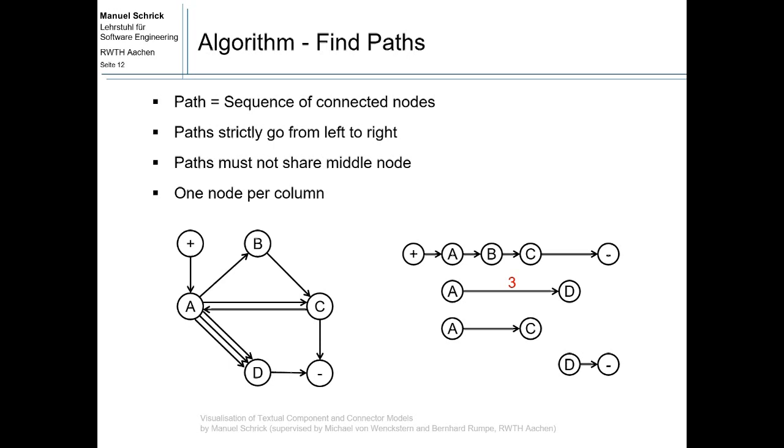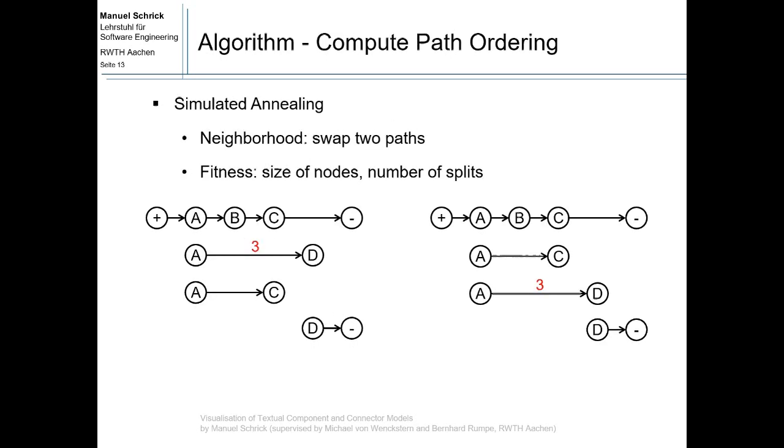So after we build this table, the next step is to find an ordering of the paths in the table that corresponds to a visually appealing layout, and we do this by using simulated annealing, which is a heuristic that compares two intermediate solutions of the problem and uses a fitness function to compare these solutions.